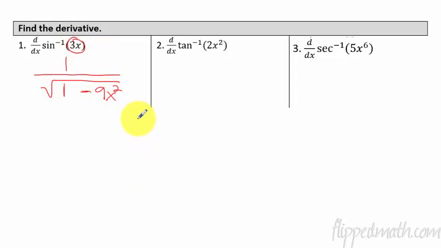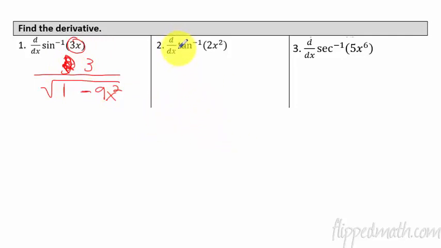Now, technically, you have to use chain rule, so it's not done yet. Now you have to multiply by the derivative of the inside. So the derivative of 3x is just 3. So we could just then pull that 3 up to the top. Okay, erasing didn't work, so let's just put a 3. Get rid of that. So it's 3 over the square root of 1 minus 9x squared. There's our answer.